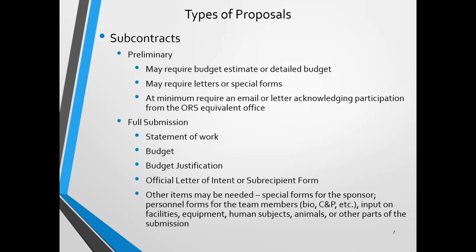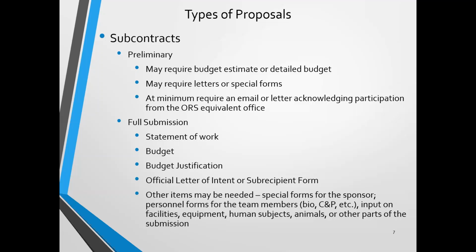So don't assume just because it's a preliminary that you're not going to need a lot of detailed information from your subcontract. If at OU you have subcontracts and you're doing a preliminary submission, we require that we have an email or a letter acknowledging the participation from your subcontract's ORS equivalent office. This way we know that they are aware that they are being involved in a preliminary submission, and if a budget number is being put forth for them, that they know what that number is.